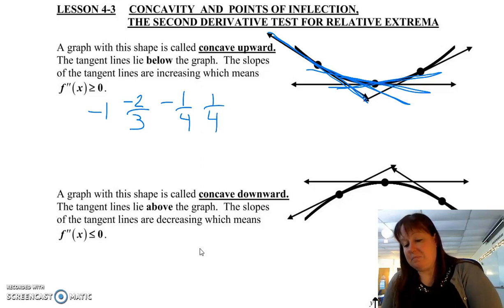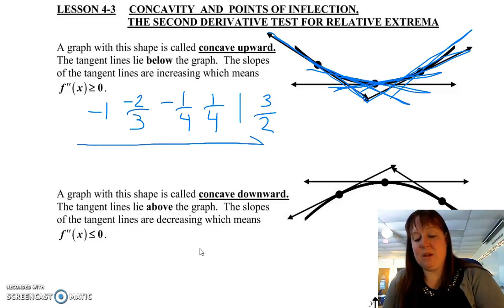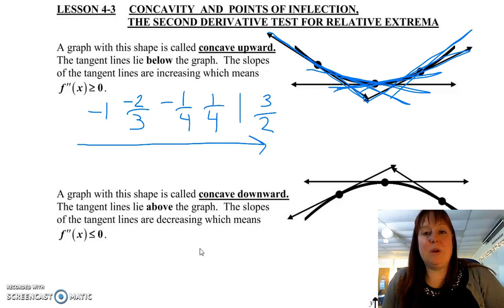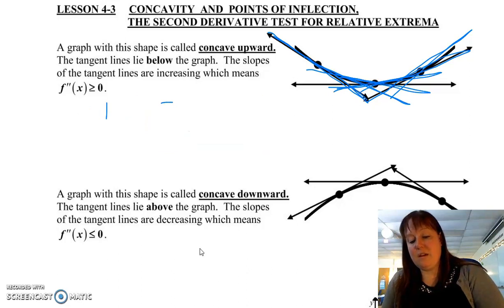You see how it's getting positive now. And then maybe this one's 1. Then we draw another tangent line, and maybe the slope of that one is like 3/2. So what's happening to the slope of the tangent line? What's happening with the derivative? Well, it keeps getting bigger, right? It starts here and just keeps getting bigger, bigger and bigger numbers, which means that the derivative is increasing. So when we're concave up, the derivative is increasing.